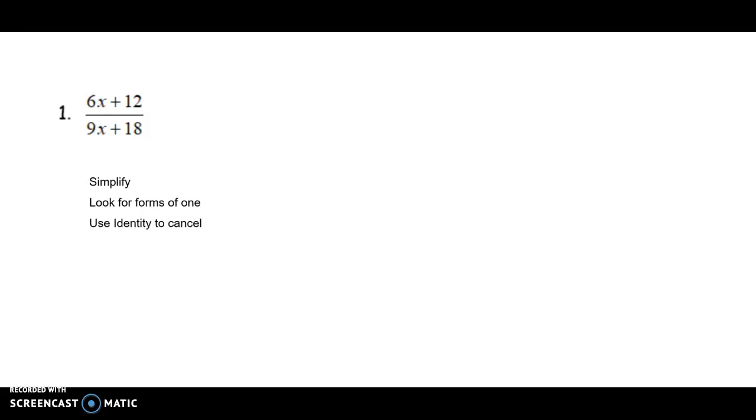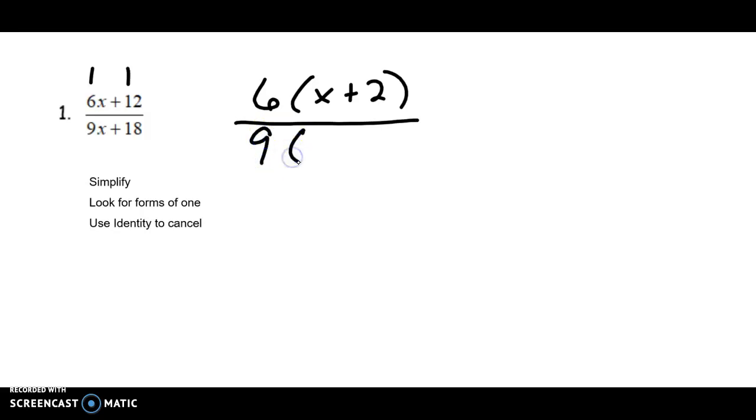So if we look at this first problem here, you can see that we have a greatest common factor. So that would be the first thing that I would want to do is extract the greatest common factor to see if I have any common factors. So looking at the top or the numerator, they have a common factor of 6. So I'm going to factor out a 6, which is going to give me x plus 2. In the denominator, same kind of thing, except now I have a factor of 9 that I can factor out. And that's going to leave me with a factor of x plus 2.